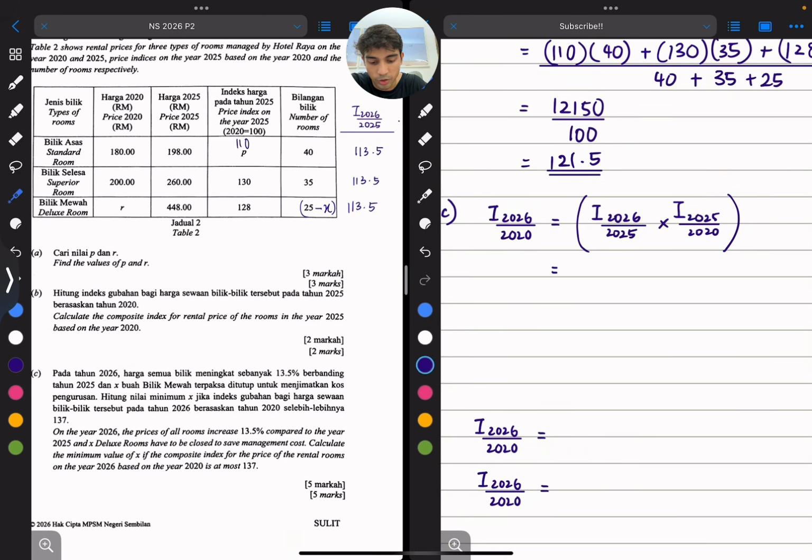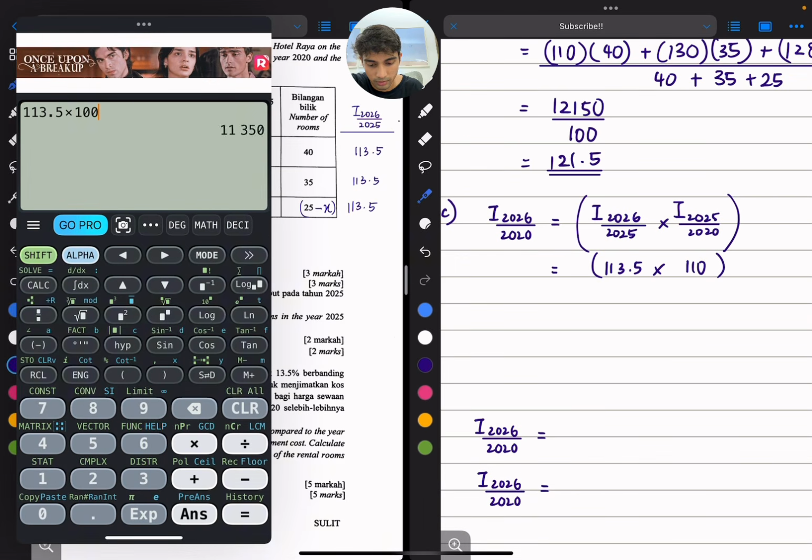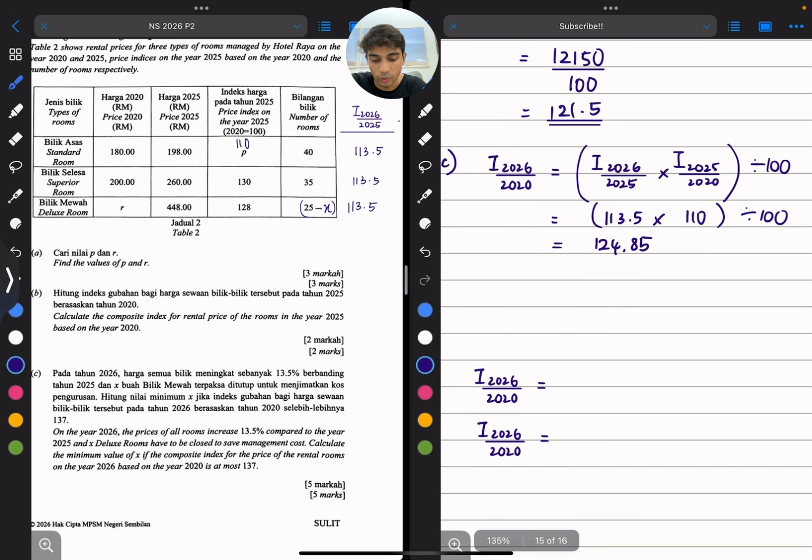Let's do the standard room first. 2026 over 2025, times 2025 over 2020: 113.5 and 110. If you times these two, you get 12,000 something. The index cannot be that big, so we divide by 100. The formula requires you to divide by 100 or times 100 depending on the situation. In this case we divide by 100. We get 124.85. This is the index for the standard room.